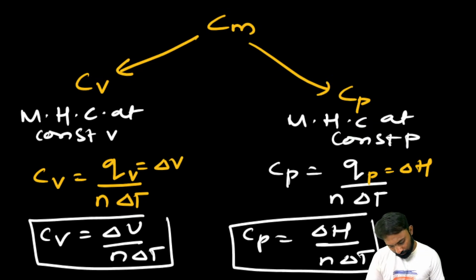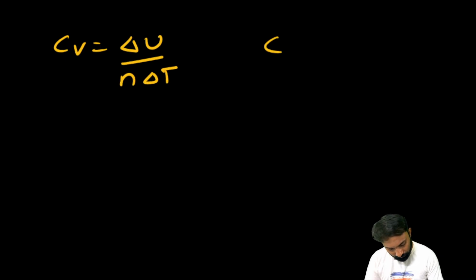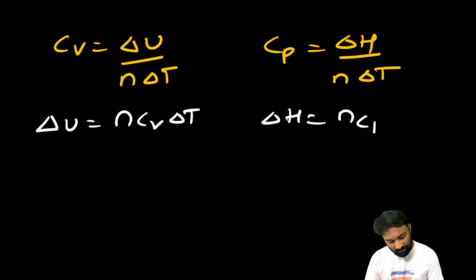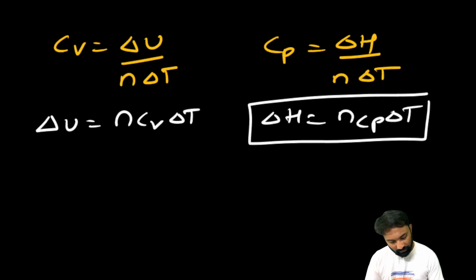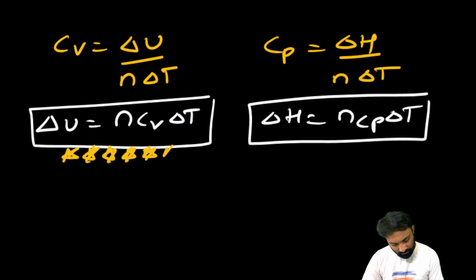Now CV is equal to delta U by N delta T. CP is equal to delta H by N delta T. Then if you take it to the left hand side, delta U is equal to N CV delta T. Now delta H is equal to N CP delta T. Clear? Now these are the formulas we got. Done. These are some key formulas we have to remember.